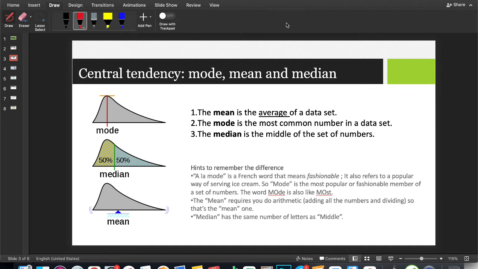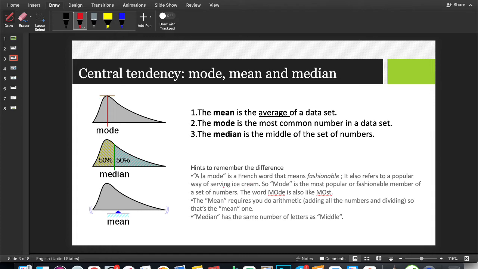The central tendency refers to a way of specifying where the middle of a probability distribution lies. And we can use different parameters in order to describe this central tendency. So we have the mode, the mean, and the median. Basically, the mean is the average of a data set. The mode is the most common number in a data set, while the median is the middle of the set of numbers. And I actually placed here some hints to remember the difference.